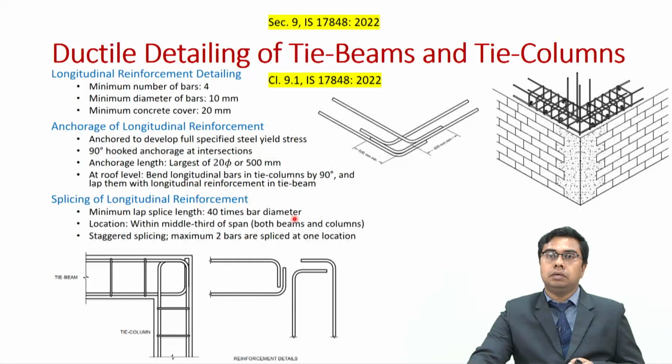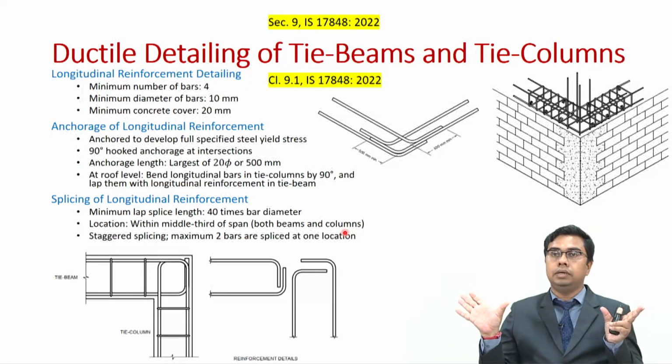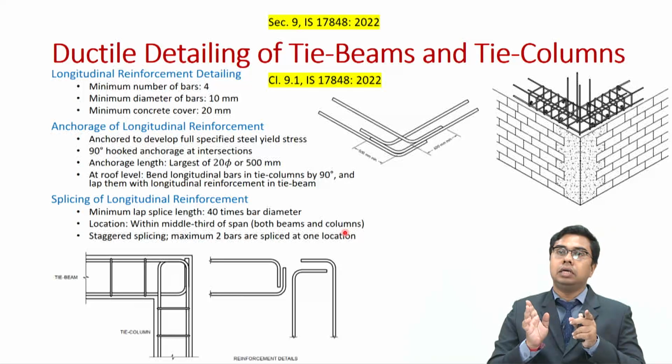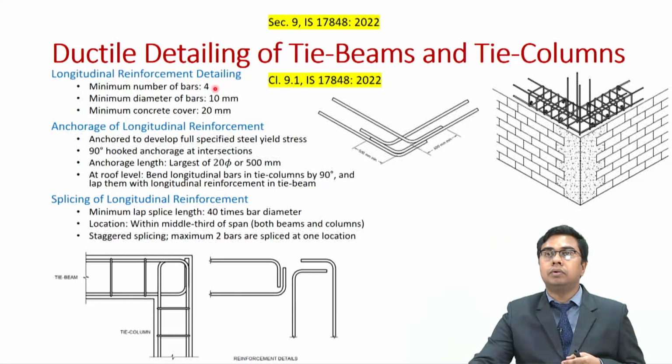Here it is 40 times the bar diameter, and the splicing has to be done in the middle third of the span, which means you cannot splice in the one-third of the span from either end. In the middle one-third you can provide the splicing, and that splicing has to be staggered. So, maximum 2 bars can be spliced at one location. We have mentioned that the minimum number of bars shall be 4. So, out of 4 bars you can splice only 2 bars at a given location.